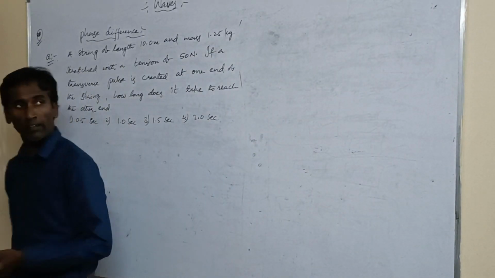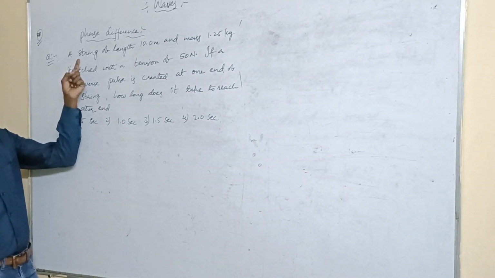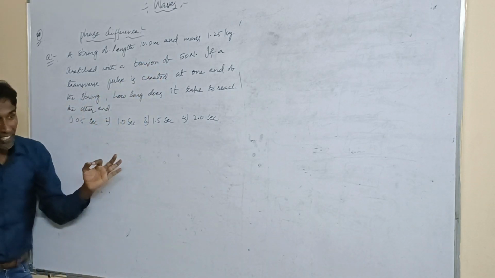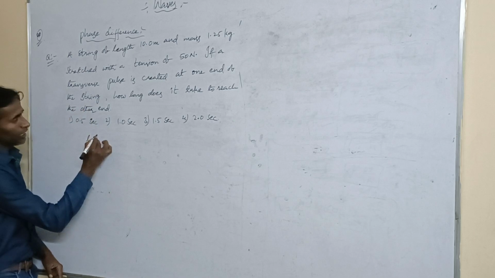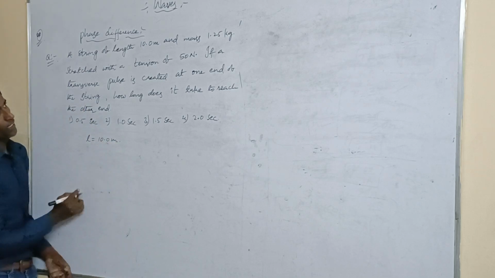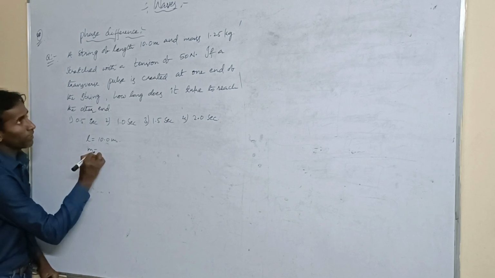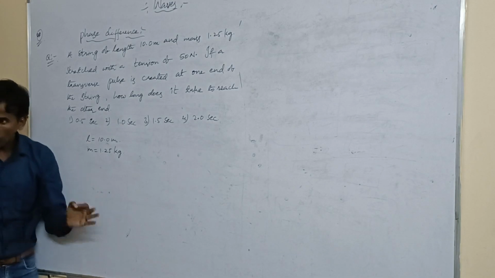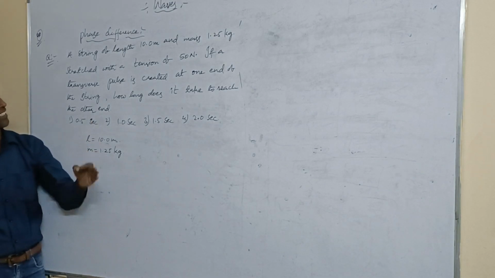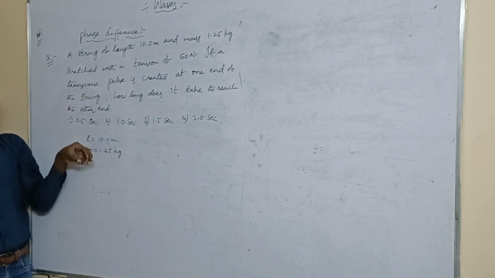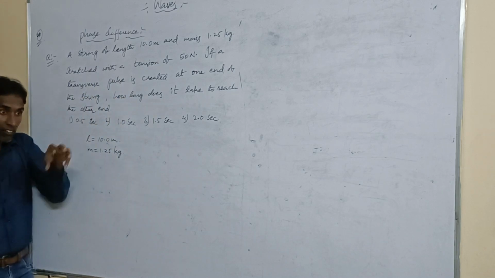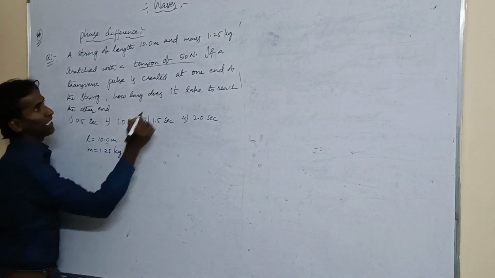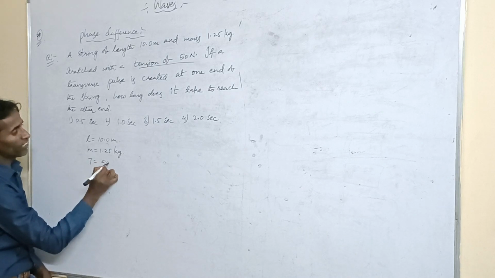Yes, sir. See here, another question. A string of length 10.0 meter; the length is given. First of all you can note this: L is equal to 10.0 meter, given, and mass is given. Mass M is equal to 1.25 kilogram. First of all, we have to catch which values are given in the question. Those values we have to note first, then only can we find the relation between them. Stretched with a tension also given: T is equal to 50 Newton.